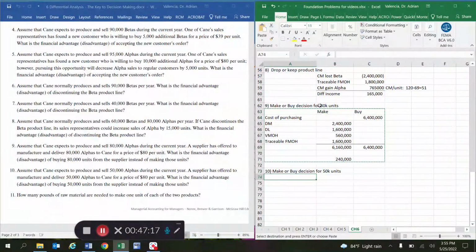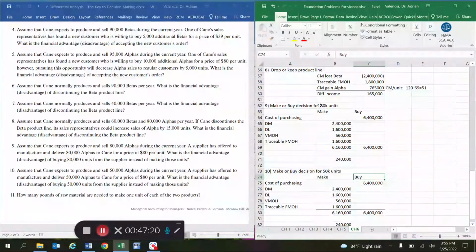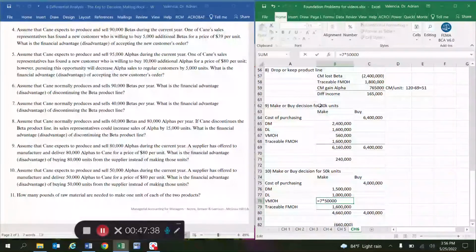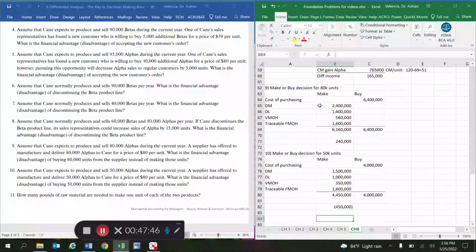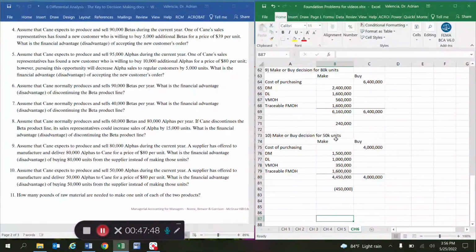So I'm just going to cheat a little bit and copy this over here, except that now the amounts are for 50,000. There's that one, and all of these will be 50,000 as well. And don't get bogged down with the number crunching. Sometimes we get a little stressed out doing all this number crunching, but keep in mind what your goal is. Your goal is to figure out whether it's financially beneficial for you to keep making it in-house at this level or buy it from an outside vendor.